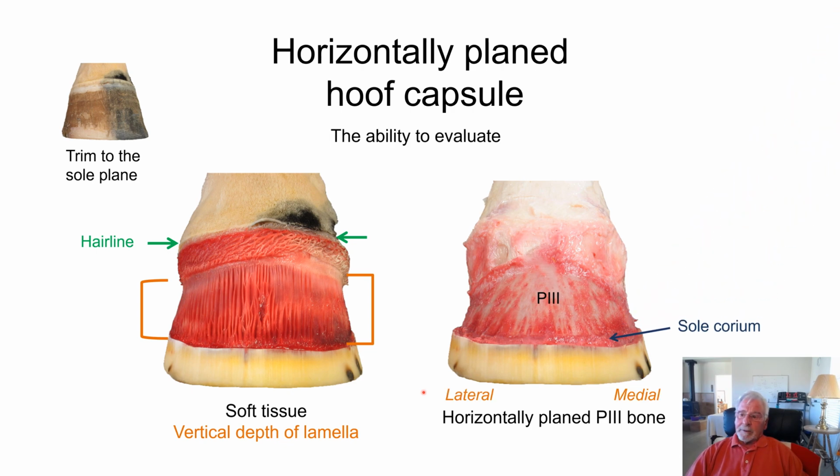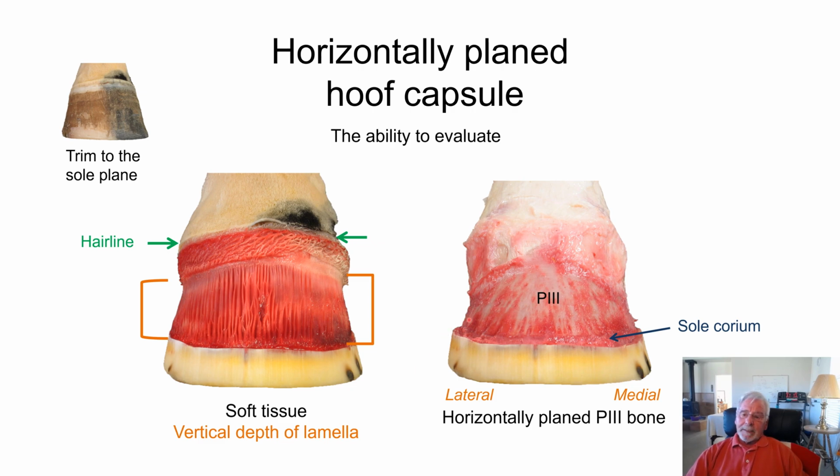If we look at the corium, it's thicker on that side than it is on this side here. So that means that this bone is tilting a little bit or listing a little bit to the lateral side. I like to refer to it as a roll. It's rolling to the lateral side. So that will compress the dermis in this area. That has an effect on blood circulation and blood flow. So it's difficult to maintain a horizontally planed hoof capsule just through regular horseshoeing. We have to advance into more modern use of materials to maintain the plane of the PIII bone.